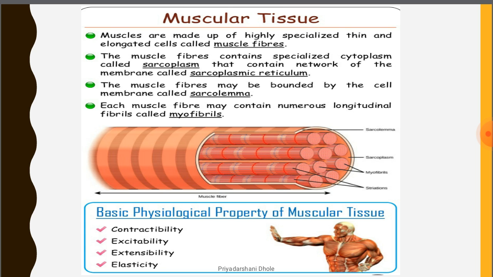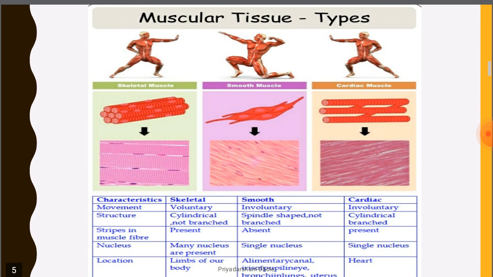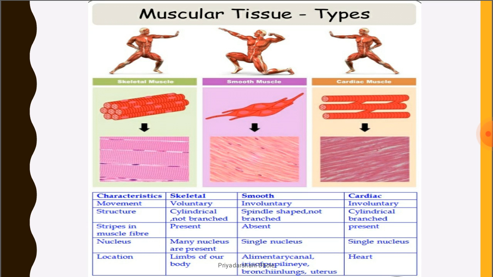Now, what are the basic physiological properties of muscular tissues? First, contractility, excitability, extensibility, and elasticity. Now, muscles are again of three types: cardiac muscle, skeletal muscle, and smooth muscle. Cardiac muscle is specially present in the heart wall for contraction and relaxation. Skeletal muscle is associated with the human skeleton for movement, and smooth muscles are present in the stomach, urinary bladder, etc.